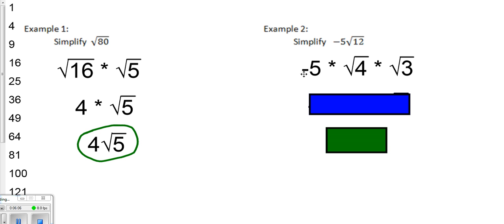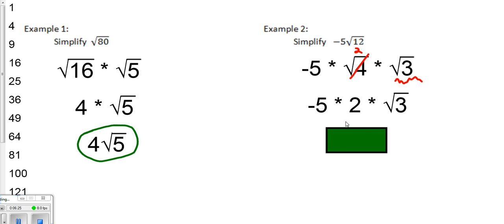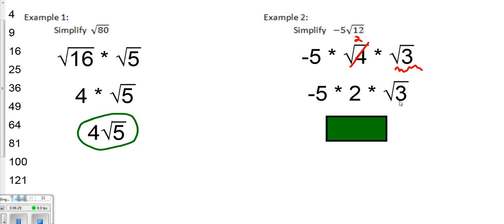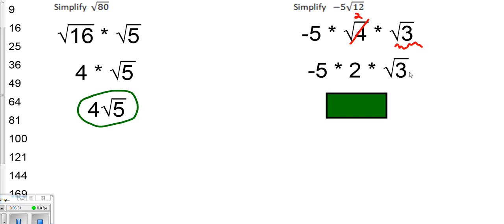So we've broken it down to negative 5 times the square root of 4 times the square root of 3. Now, the square root of 3 does not simplify. That one's going to need to stay. But the square root of 4, we know, we cross it out and call it 2, because 2 times 2 makes 4. So, as we simplify it, it's now negative 5 times 2 times the square root of 3. And again, we still don't know what square root of 3 is, so we can just leave it in its simplest terms as square root of 3.